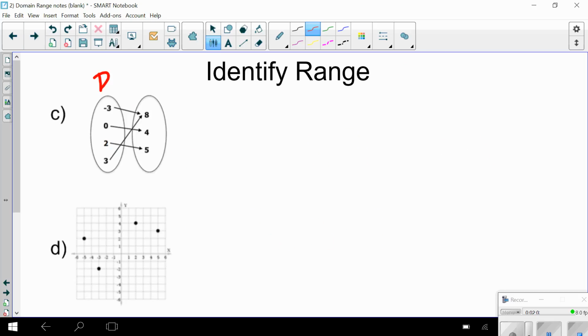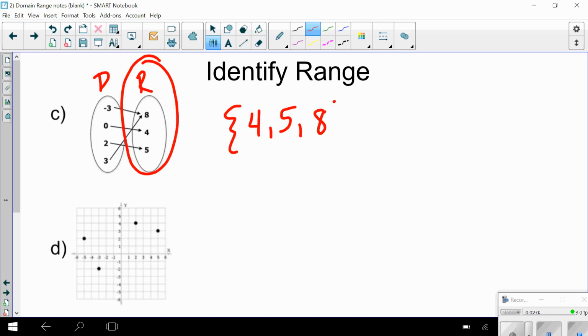In the mapping, the range is our second bubble, so we write it in order from least to greatest with no repeats. And to identify the range in a graph, we pull the points to my y-axis since it's range, and we list them in order from least to greatest with no repeats. So -2, 2, 3, and 4.